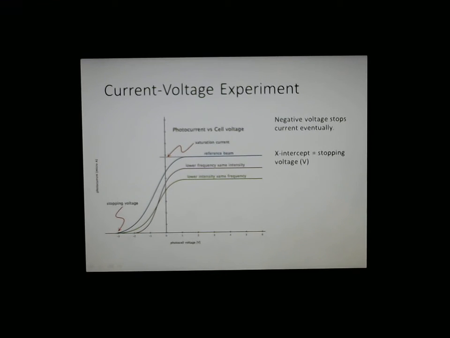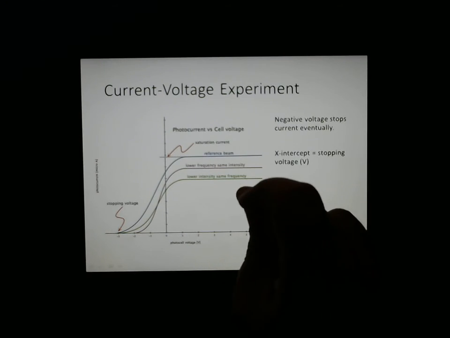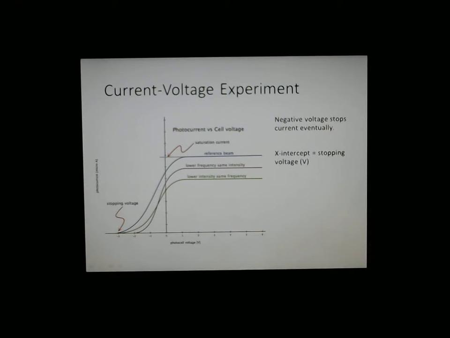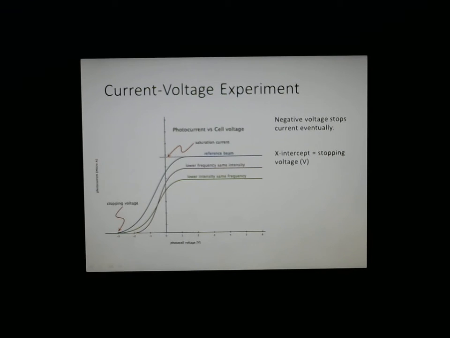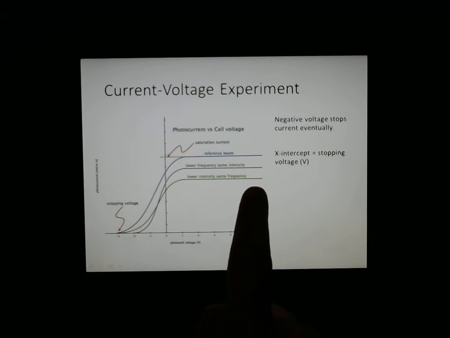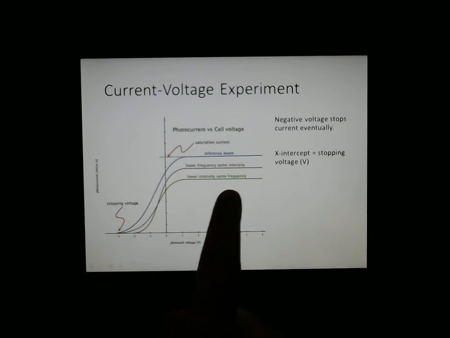Now, this sort of graph, this one I've provided here, is a little bit more complicated because it has some different references to frequencies and intensities over here. One thing of note, notice that this blue line, the reference beam, though the colours are a little bit hard to see, and this green line here at the bottom, lower intensity, same frequency, they both have the same stopping voltage. Because remember, the stopping voltage here is about how much energy needs to be applied or how much work has to be done to slow down the particle.